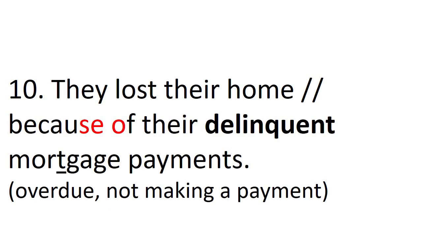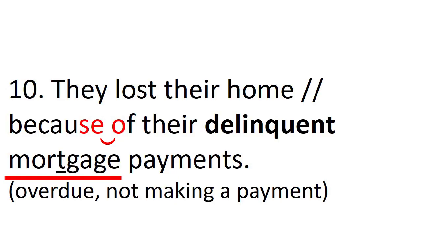And number 10, they lost their home because of their delinquent mortgage payments. And let's pause after home and let's connect because of. And mortgage payments is a compound noun. And if you don't know the meaning of that, that means the money that you pay each month to the bank because you borrowed money to buy the home.